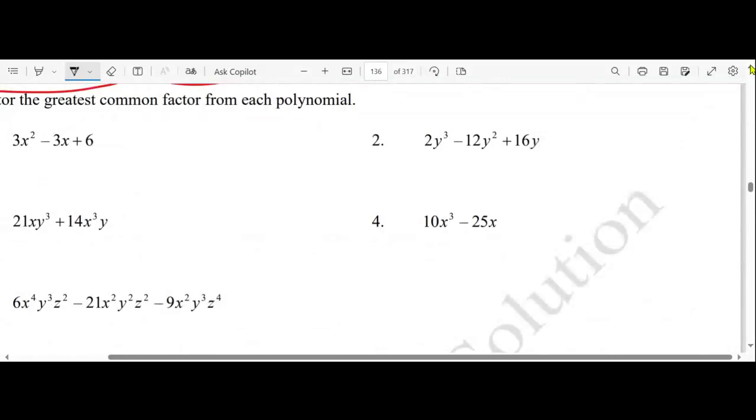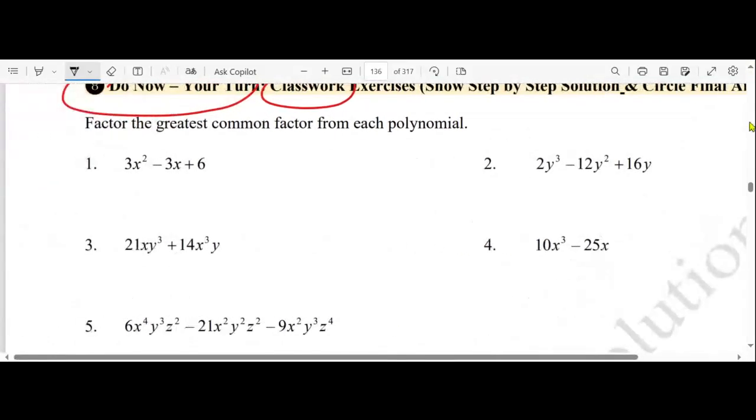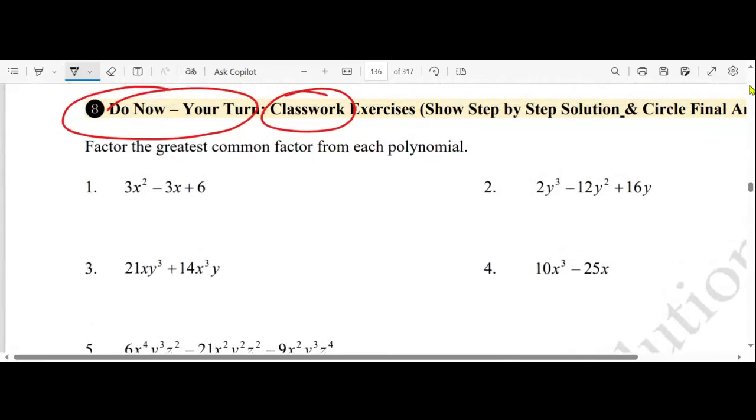Okay, next one is your turn. This is your job now. Do it now. Every two together. Work together.